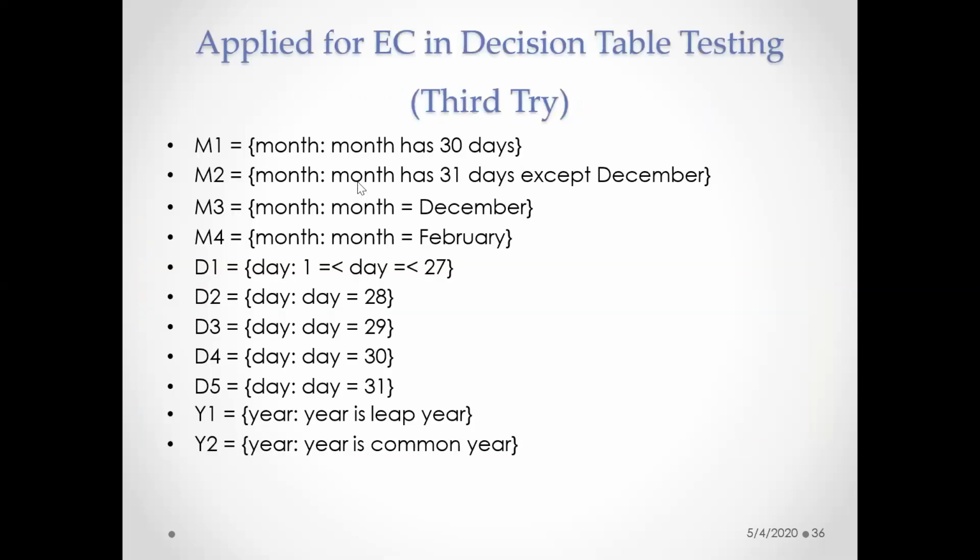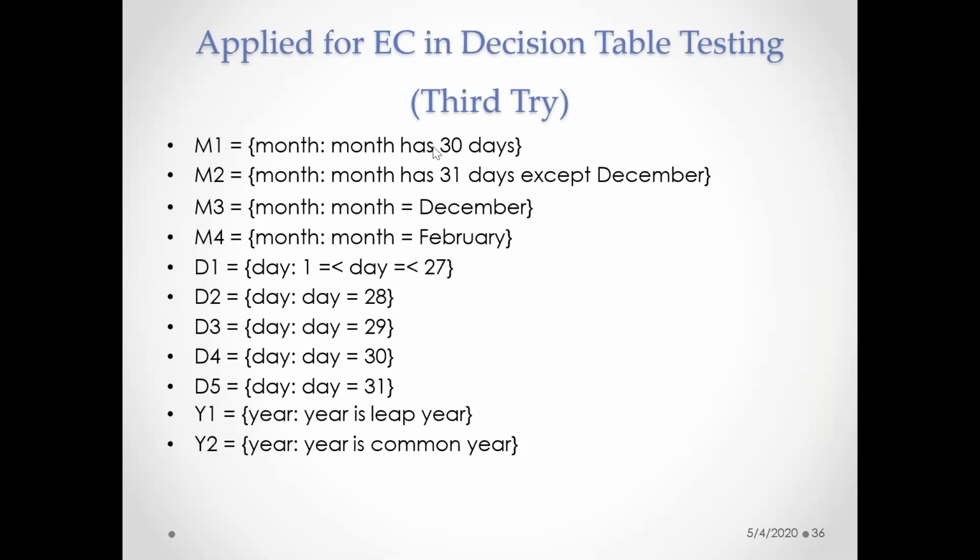With respect to your decision table testing, in your third try, the grouping is made in a different fashion: M1, M2, M3, M4. Previously, in the second try, we had taken it with respect to 3 months. I'm talking about valid only, not the invalid one.